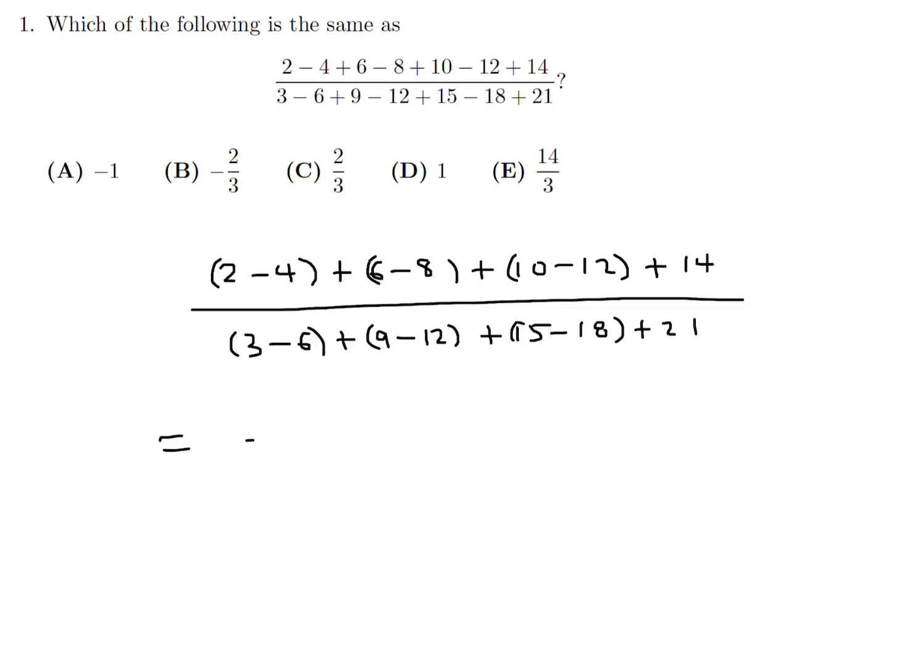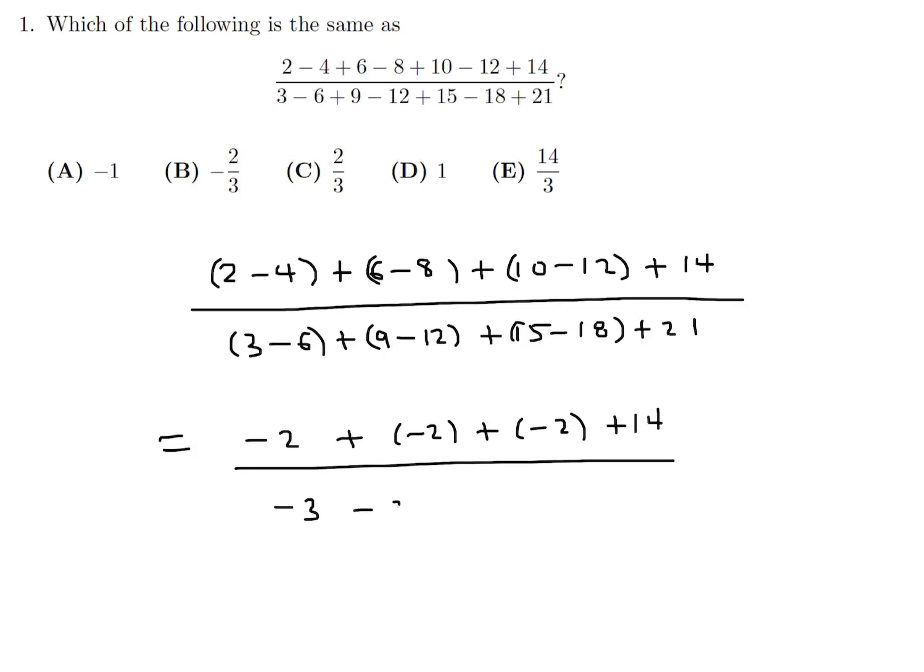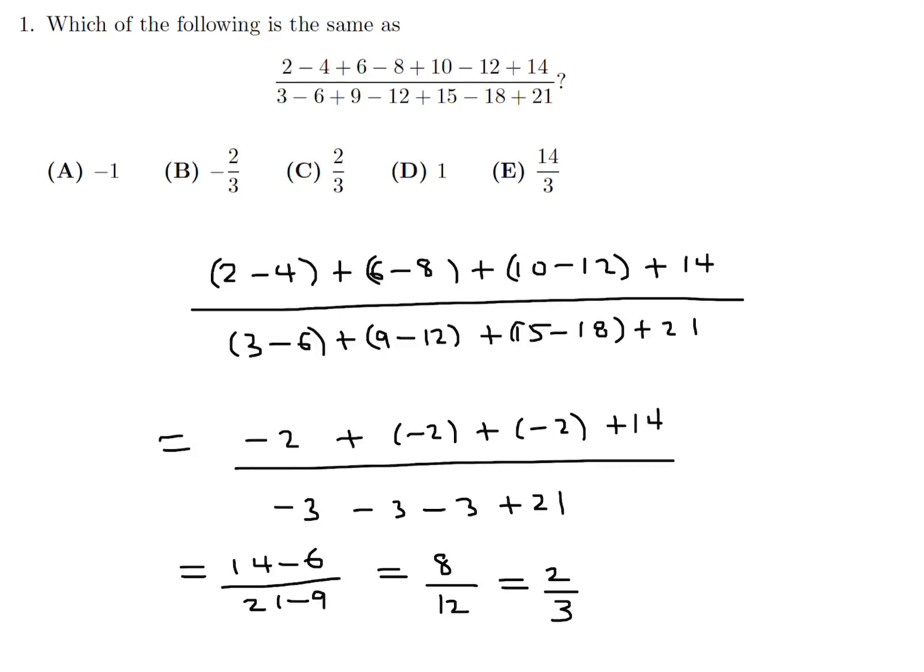So this looks like negative 2 plus negative 2 plus negative 2 plus 14. Bottom looks like negative 3 minus 3 minus 3 plus 21. So we got 14 minus 6 on the top and 21 minus 9 on the bottom. So this is 8 over 12, and that reduces to 2 over 3. So number 1, the answer is C.